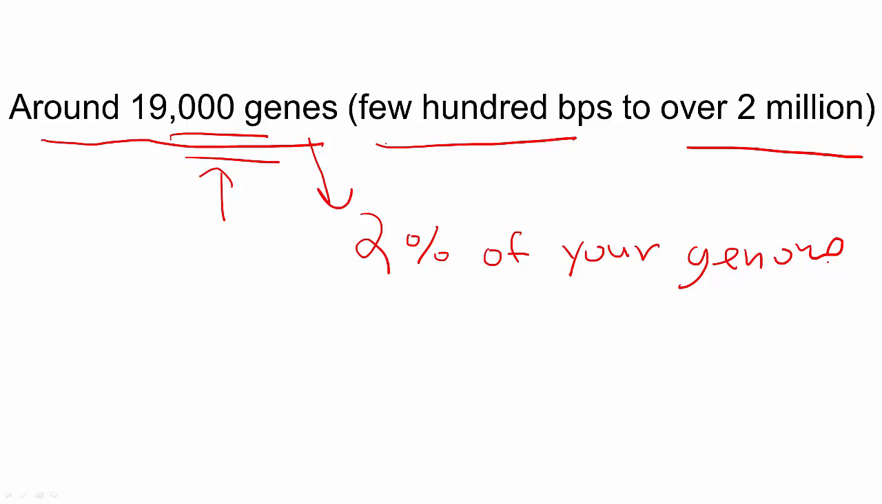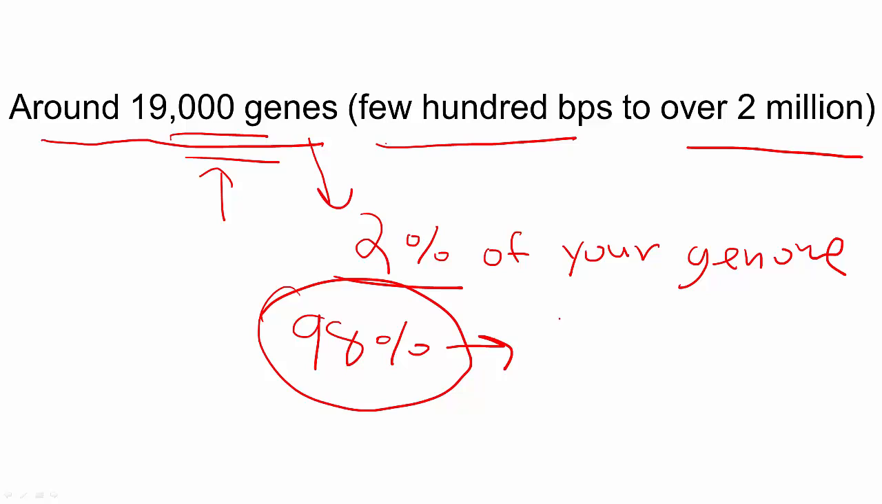Yeah, exactly. So 98% of your genome does not encode for any proteins. They're not genes. So the vast majority is just kind of, well, what is it, right? Well, some people call it junk DNA, which I really hate this term. I don't think a lot of people use this term anymore, but I still hear it from time to time, and it's really annoying because this 98% is not junk DNA just because it doesn't encode for any genes.